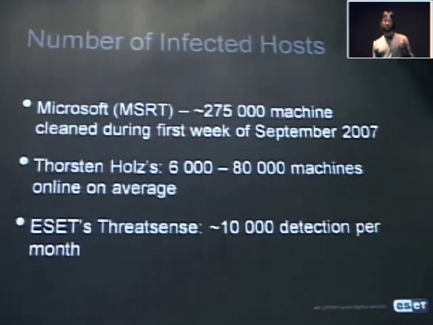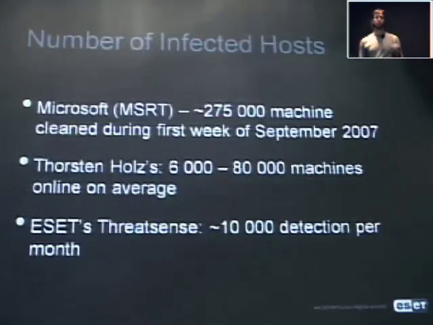So Microsoft in September released an update for their malicious software removal tool that would help remove Storm from any PC that has accepted to run this tool. And they claim that they disinfected 275,000 machines. There is a slight nuance here: these machines might have been infected, but they didn't necessarily communicate with the rest of the botnet because they might have been sitting behind firewalls and things like that. So this is really the higher bound that I could find for the number of infected hosts.